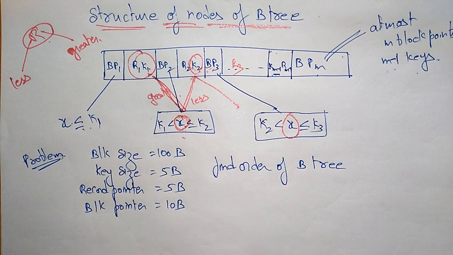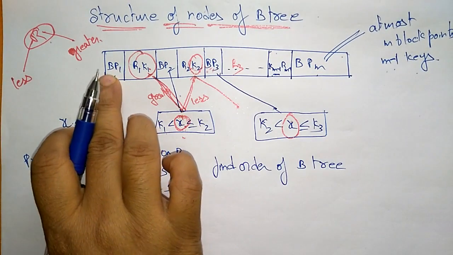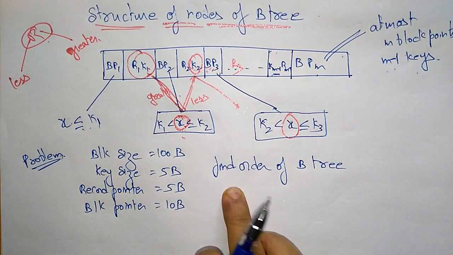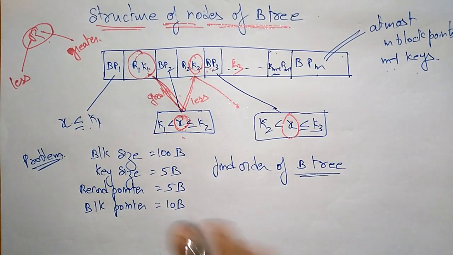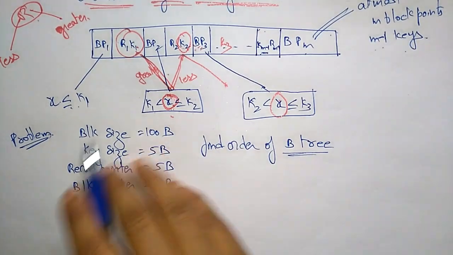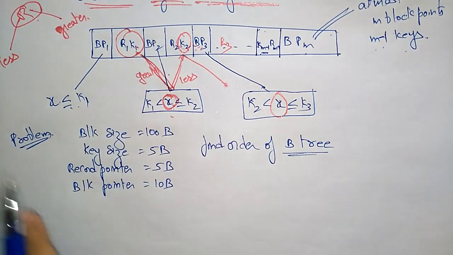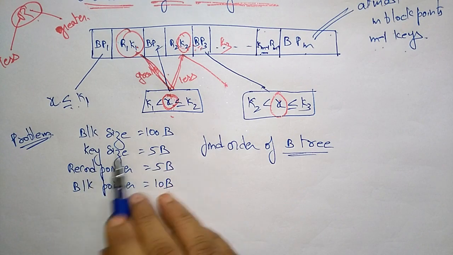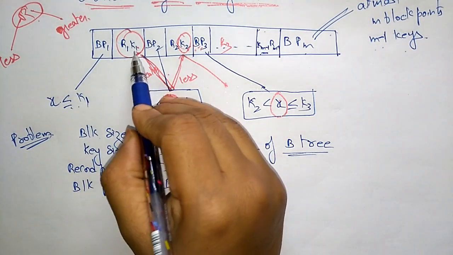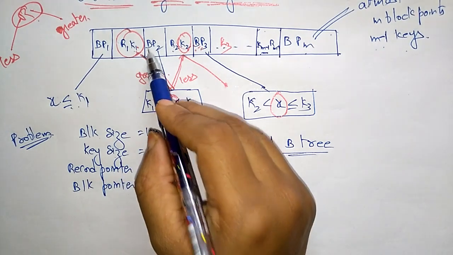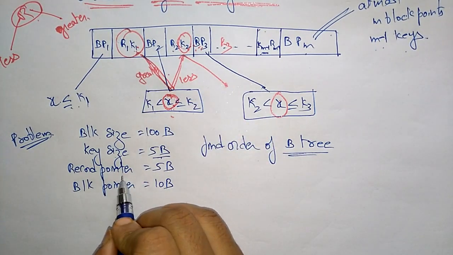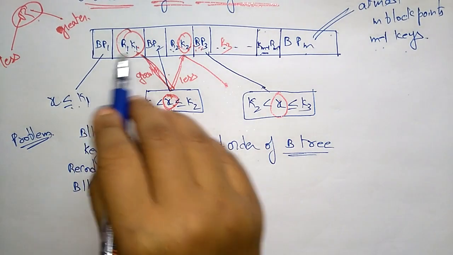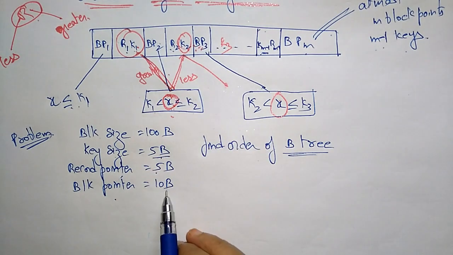In this structure, the node is explaining the order of M. Now I have to find out the order of the B tree for these values. Put these values here. The block size is 100 bytes, and the key size, for whatever keys are present, key 1, k2, k3, is 5 bytes. The record pointers r1, r2, r3 are 5 bytes, and the block pointers bp1, bp2 in the middle are 10 bytes.